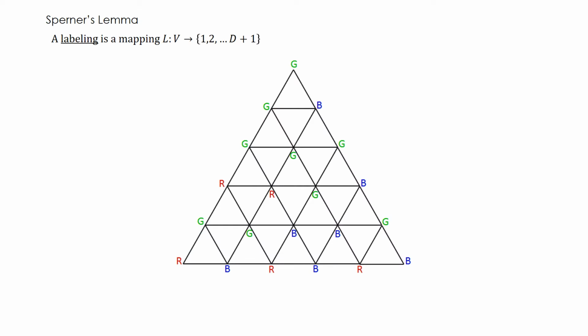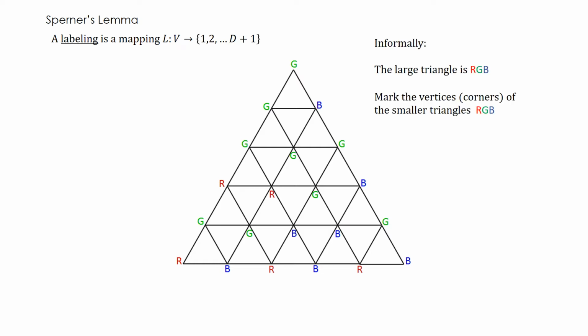A labeling is a mapping from the vertices to the indices 1, 2 until d plus 1. So in 2 dimensions, since we have 3 points, instead of assigning them labels 1, 2, and 3, let's assign labels red, green, and blue, R, G, and B. So each of these vertices of the simplicial subdivision is assigned a color R, G, or B.